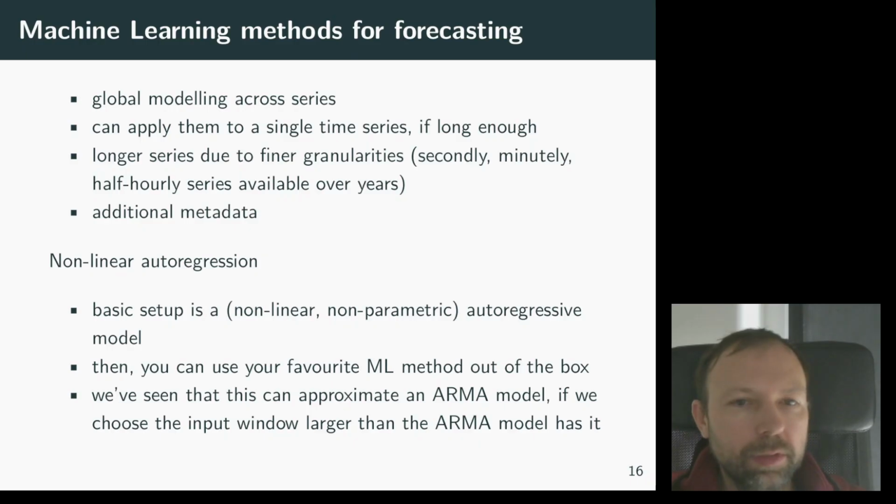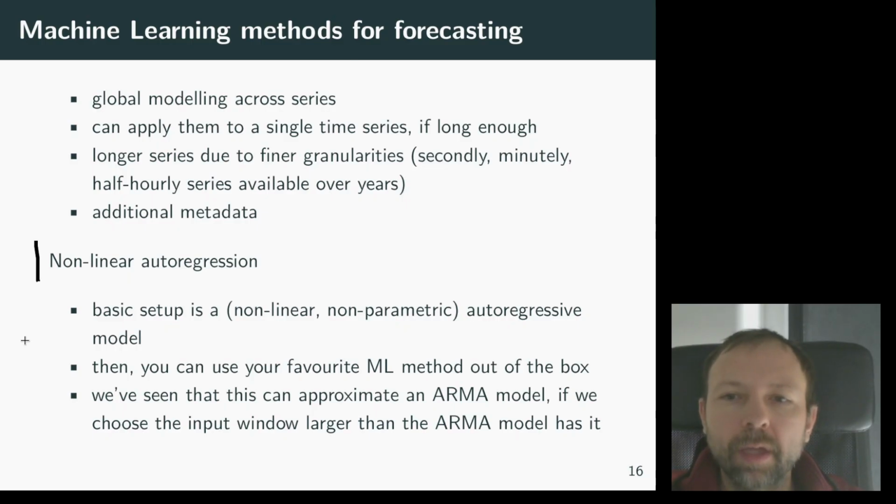And the way you can do it is usually with a nonlinear autoregression, right? And so the basic setup is this: a nonlinear, non-parametric autoregressive model, where you just do windowing, and then you can use your favorite machine learning methods out of the box. We have seen in the theory in the very first session about the traditional models that this can approximate an ARMA model if we choose the input window larger than the ARMA model has it, right?